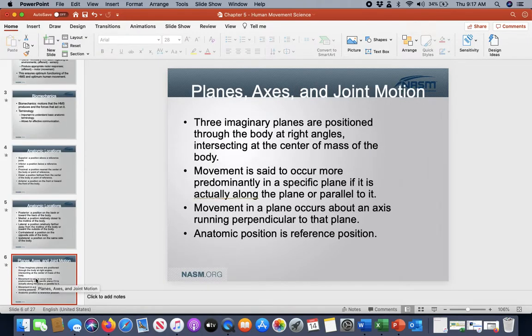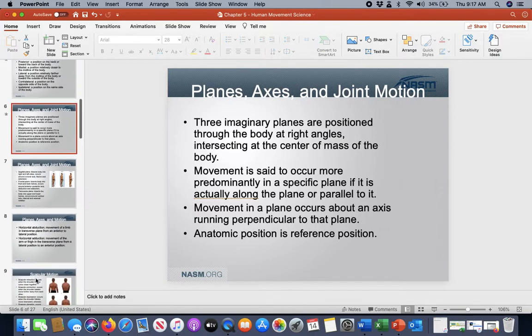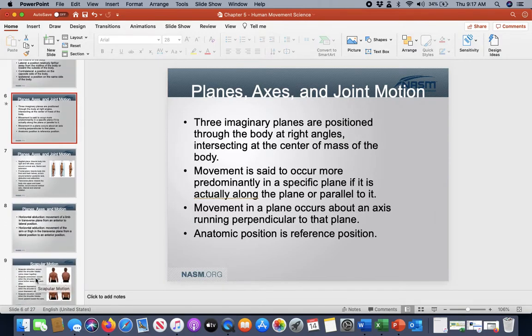Some of the other aspects in terms of motion: we're going to talk about planes, axes, and then joint motions. What we need to understand is that the body is broken up into three planes that provide motion. Those three planes work around a specific axis, an axis of rotation. So those planes are going to dictate what type of movement you're actually doing.